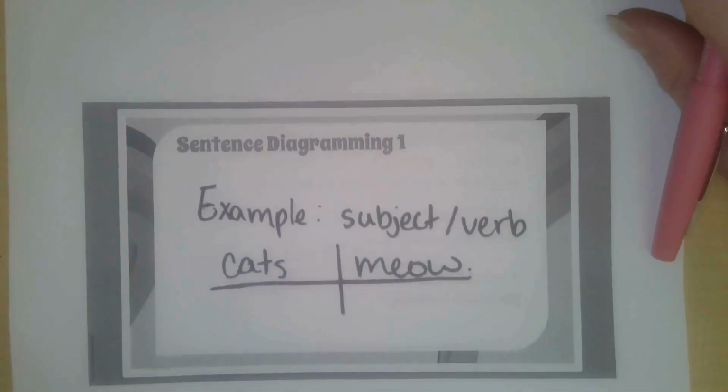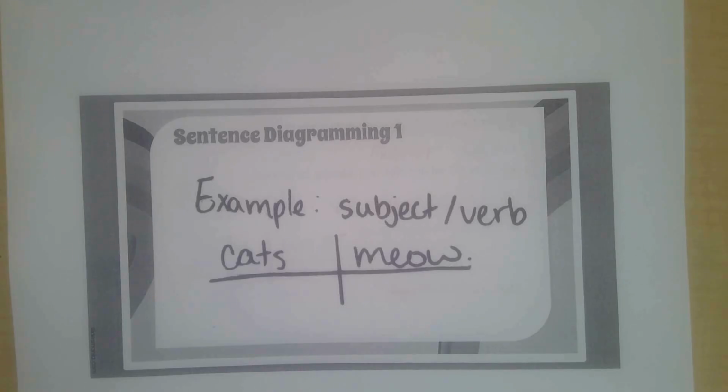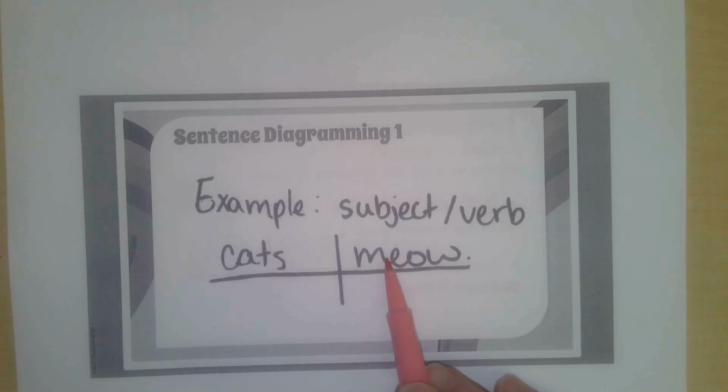Here's an example. The sentence, cats meow. It's a very simple sentence. It's just a subject and a verb. So we put the subject, cats, the one that's doing something, in this box. We put the verb, meow, the thing that the subject is doing, in this box.